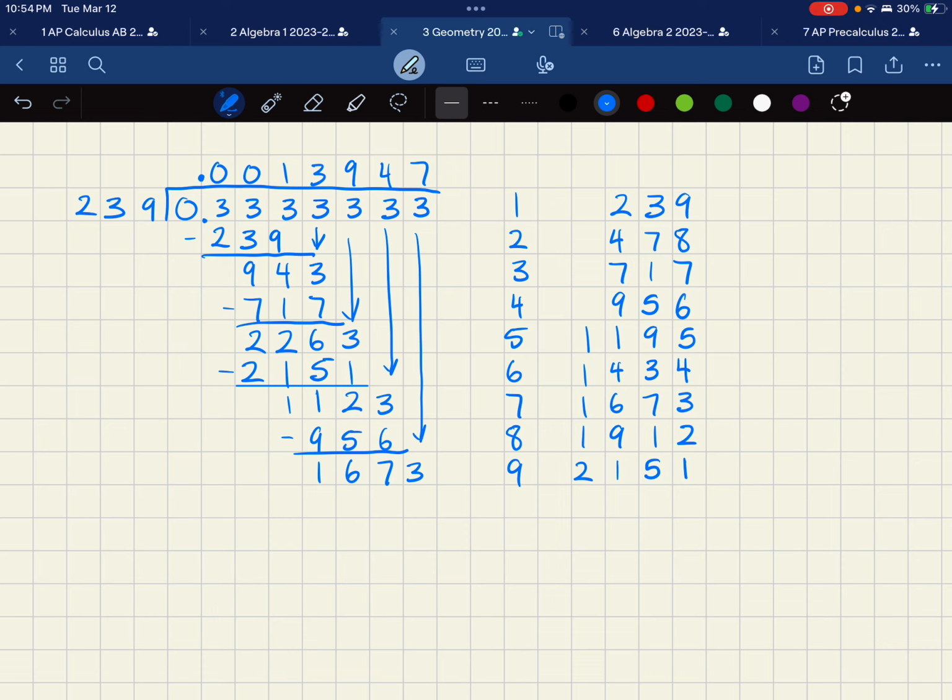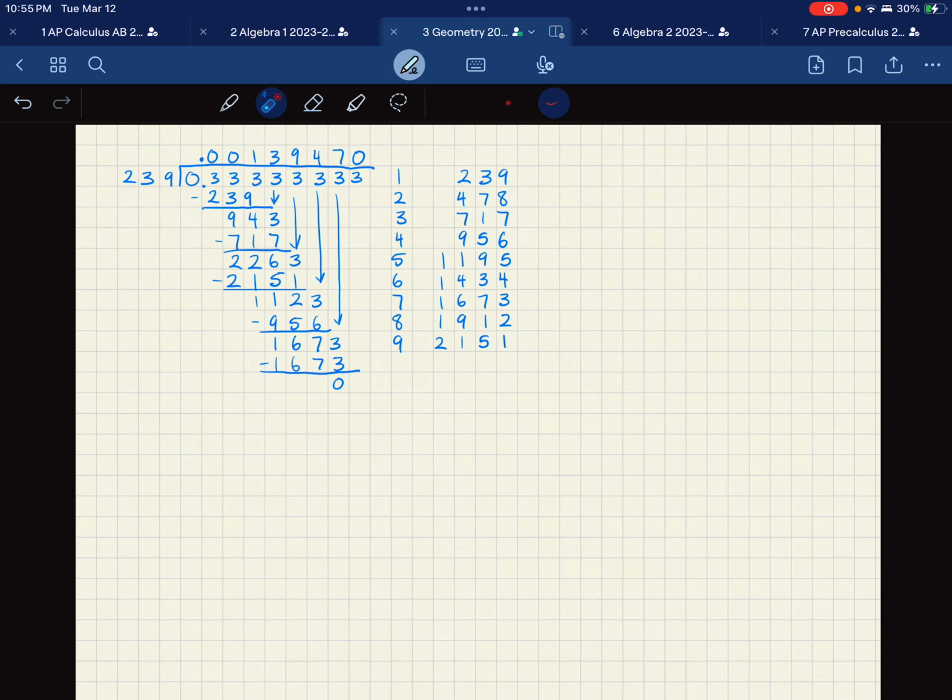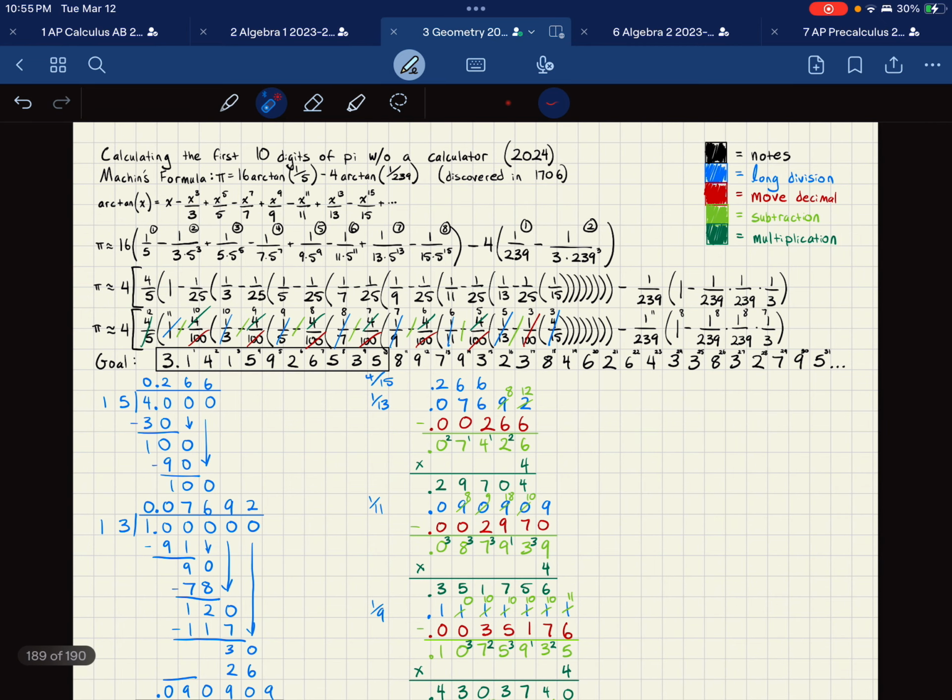Might as well go on to another decimal place since I have an easy one. It's 1673. If I subtract that, it's going to be 0, and that means it doesn't go into it any more times. Cool. How many digits do I have here? 1, 2, 3, 4, 5, 6, 7, 8. How many did I need? I actually did need 8 when you do that step.